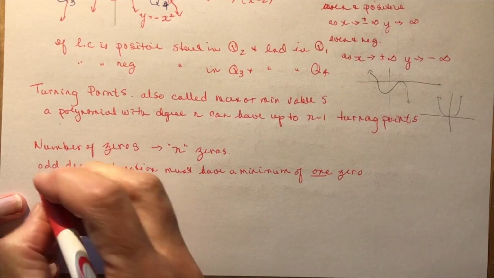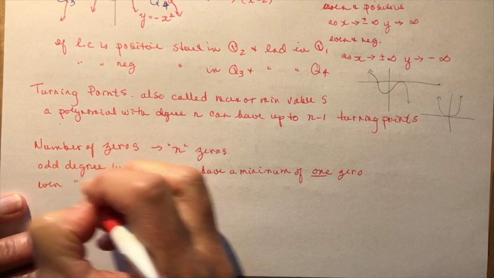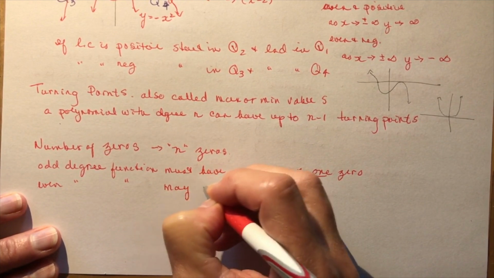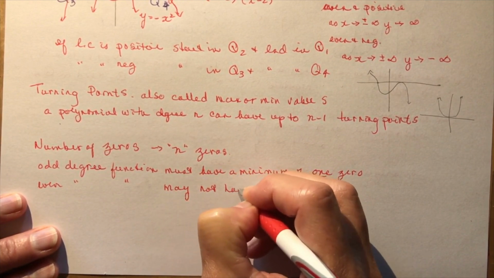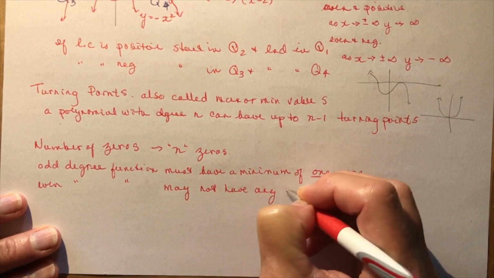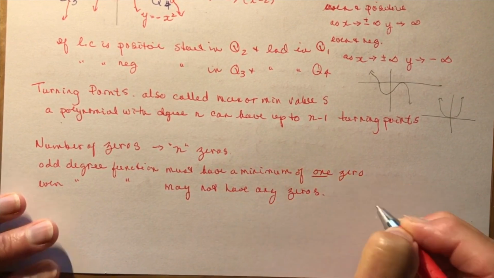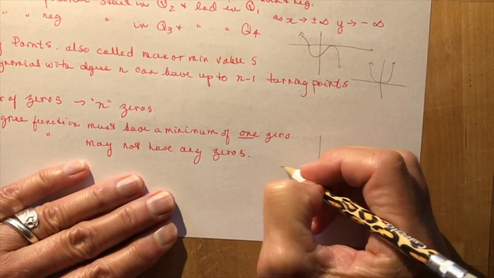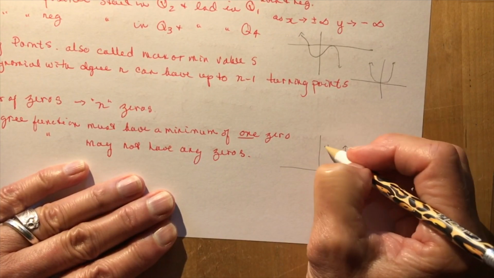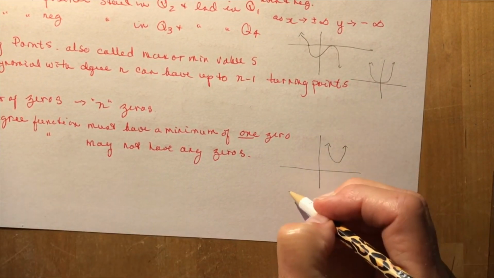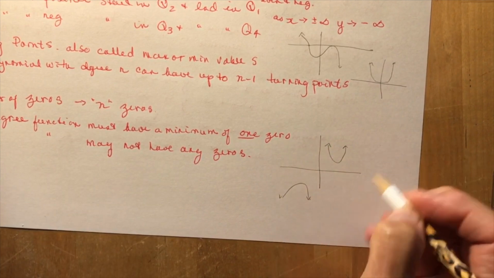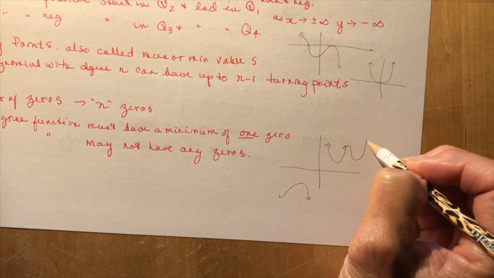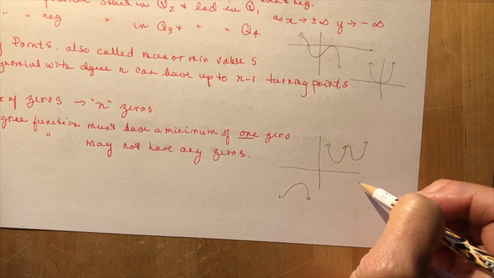Now, an even degree function, I'm sure you remember this, may not have any zeros. It just might not have any at all. And why is that? Because when you were doing quadratics, you talked about quadratics that did not cross the x-axis. You could have put it down here or something. And same thing with a quartic function. I can make this into one like that. It doesn't cross the x-axis.